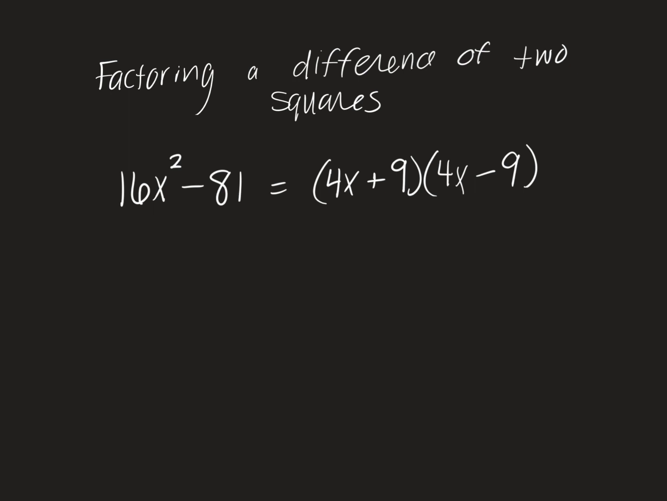And how will we know when to do this? Because you said there's like specific. So these will only have like an x squared and a number, or like x to the fourth and x squared. So it's only two terms, even exponent, and you have to make sure you can take the square root of both pieces individually. Okay? So that's how you know.